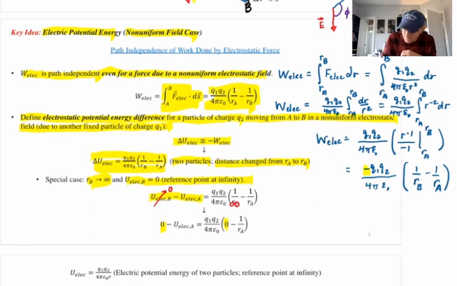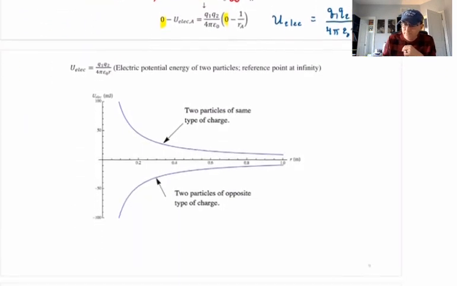Then what you've got is, once you cancel negative signs, U electric equals Q1 times Q2 over 4 pi epsilon 0 R. That's the electric potential energy for two point particles. We hadn't talked about that case yet in this chapter. And here it is again. U electric equals Q1 times Q2 over 4 pi epsilon 0 R. That's the electric potential energy of two particles with the reference point at infinity. Meaning when the particles are infinitely far apart, by definition, their electrostatic potential energy is 0.